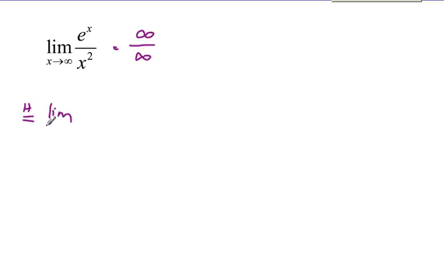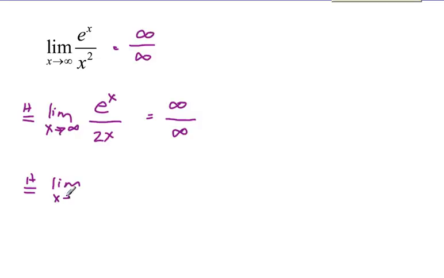So we've got the limit as x approaches infinity. The derivative of e to the x is e to the x. The derivative of x squared is 2x. And when I look at e to the x, I know it's heading to infinity, and I know 2x is heading to infinity, so I'm not much closer, but let's try it again. Limit as x approaches infinity. The derivative of e to the x is e to the x. The derivative of 2x is 2, and now I can see this is going to go to infinity. Now, not every problem with infinity over infinity is going to go to infinity.